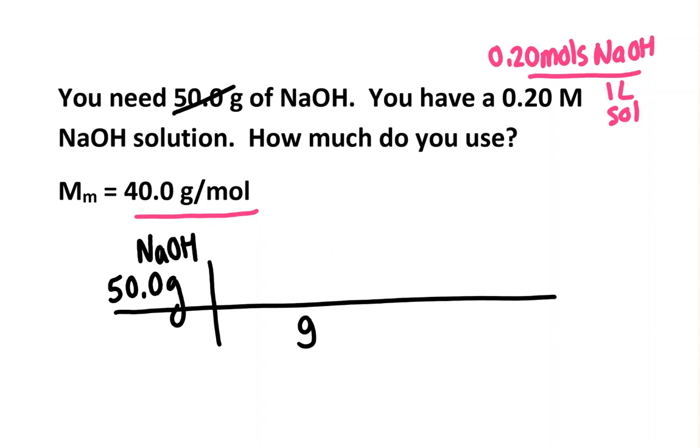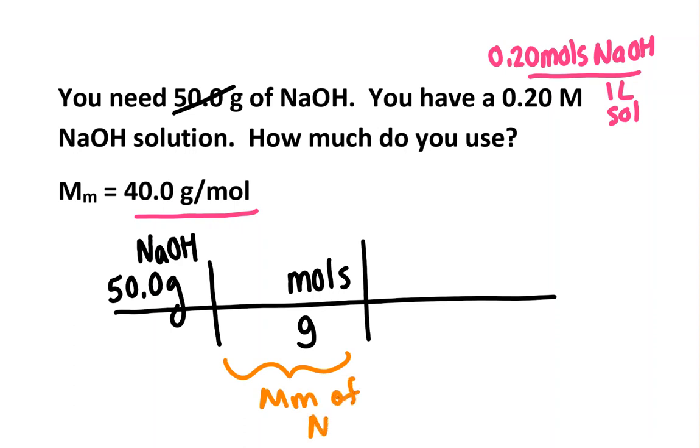And now what can I do? Well, I can't use the molarity yet to get to my volume, which is what's implied. But I can use molar mass to get to moles. And I have 40 grams. The 40 goes with the grams, so down here per 1 mole. And now my grams cancel.